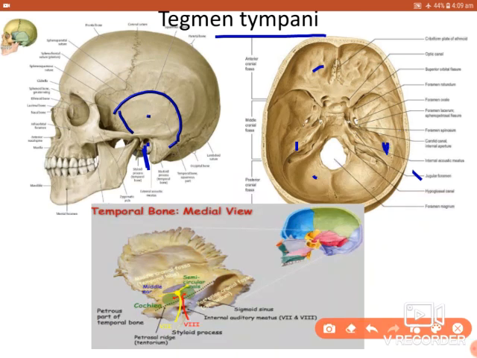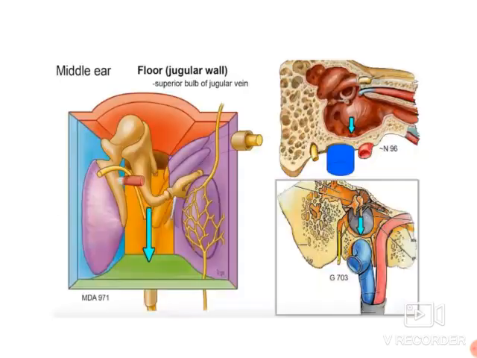Towards the medial surface there is an opening, this foramen. That is the internal acoustic meatus or the internal auditory meatus. This is the lateral view of the temporal bone, and here you can see the medial view. This part is the petrous part of the temporal bone, and here is the tegmen tympani. Through the internal auditory meatus, the facial nerve and the vestibulocochlear nerve along with the labyrinthine artery pass to this ear. Then that's about this roof.